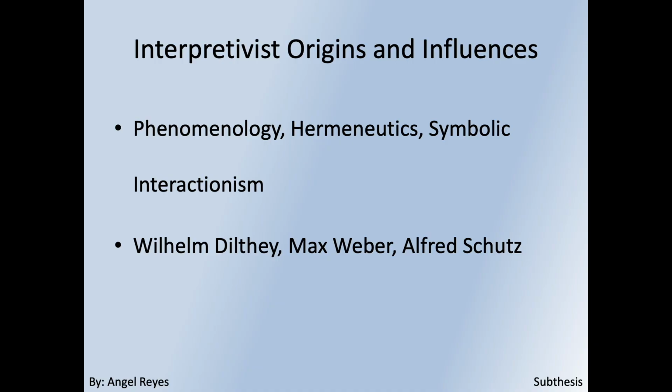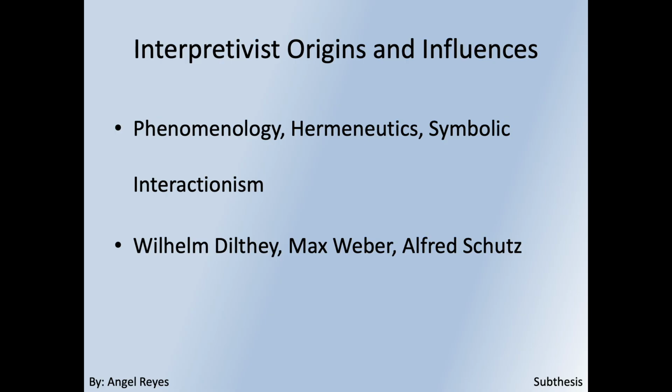Interpretivism emerged as a response to the application of natural science methods to social inquiry. It has roots in a few different philosophical traditions. Phenomenology, developed by philosophers like Edmund Husserl and Martin Heidegger, focuses on examining consciousness and direct experience. Hermeneutics, originally concerned with biblical text interpretation, expanded to understand all forms of human communication and action. Symbolic interactionism emphasizes how meaning emerges through social interaction.